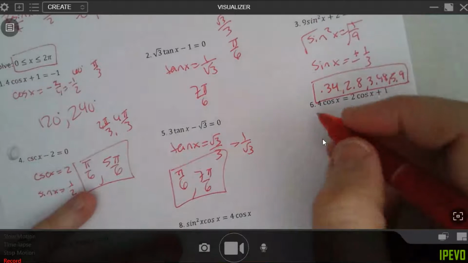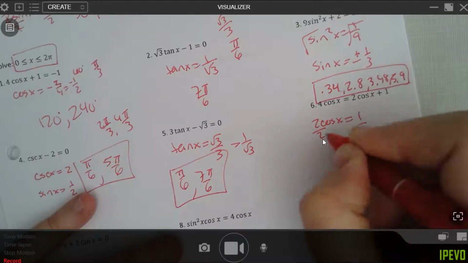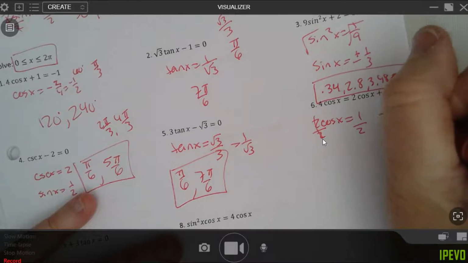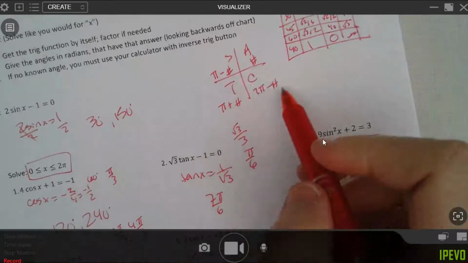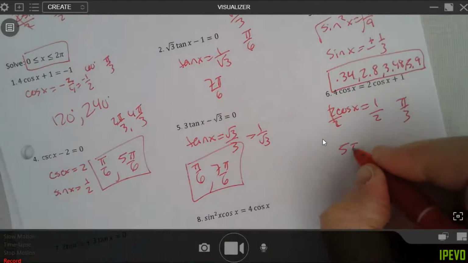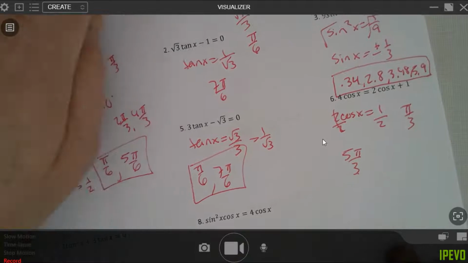So I'm going to subtract my 2 cosine of x over first, and then divide the 2. So cosine is a half. Cosine is a half at 60 degrees, so pi over 3. Cosine's also positive down here, so do 2 pi minus pi over 3. So that is pi over 3. And then our last two down here.